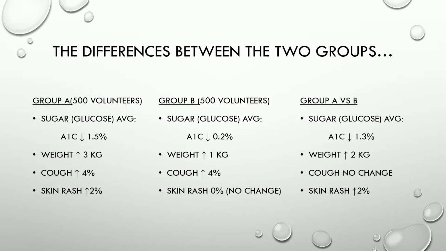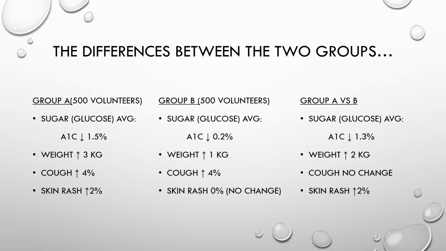So what are the differences between the two groups? Well, in Group A, we found that there was a 1.5% reduction in their A1C, a 3 kilogram weight gain, a 4% increase in cough, and a 2% increase in skin rash. Similarly, in Group B, there was a 0.2% reduction in A1C, a 1 kilogram weight gain, a 4% increase in cough, and no change in the percentage of reported skin rash.